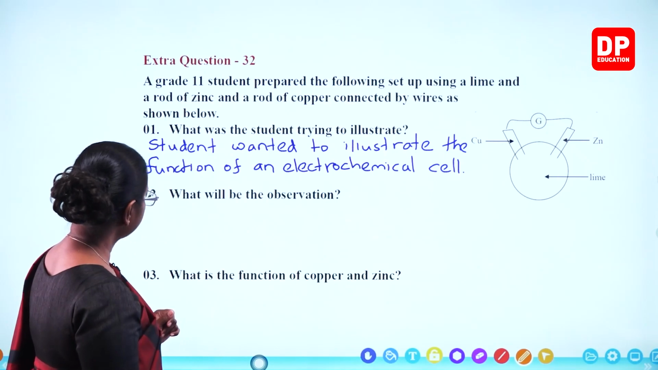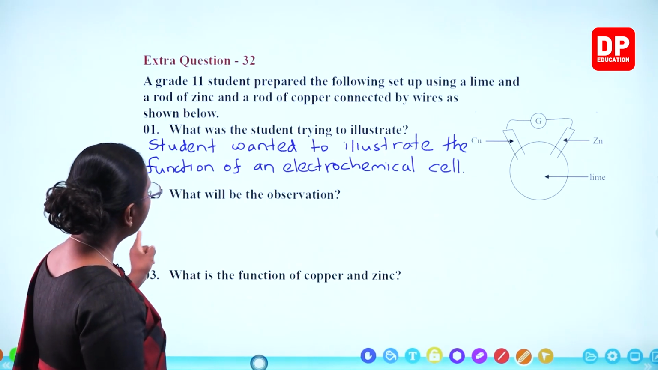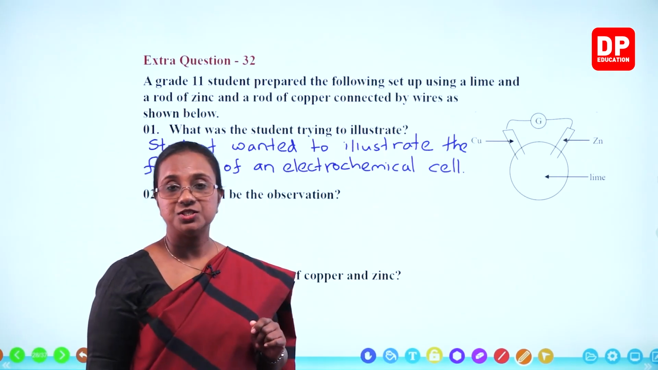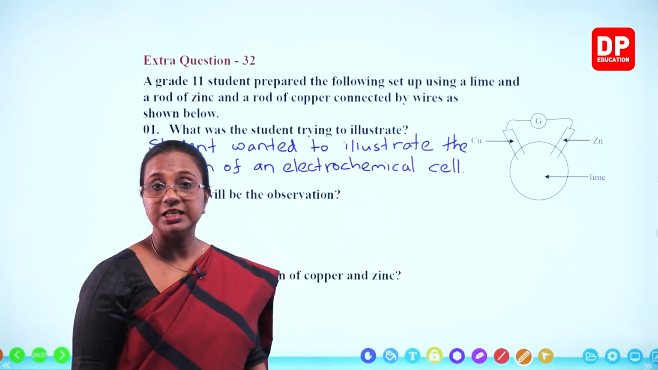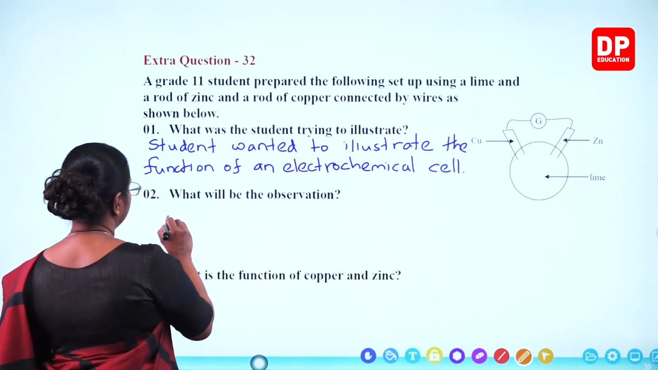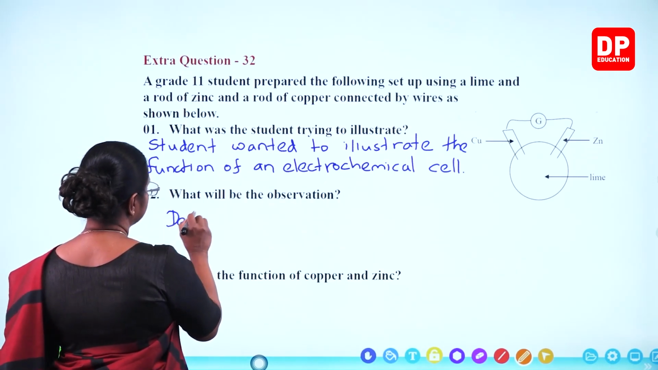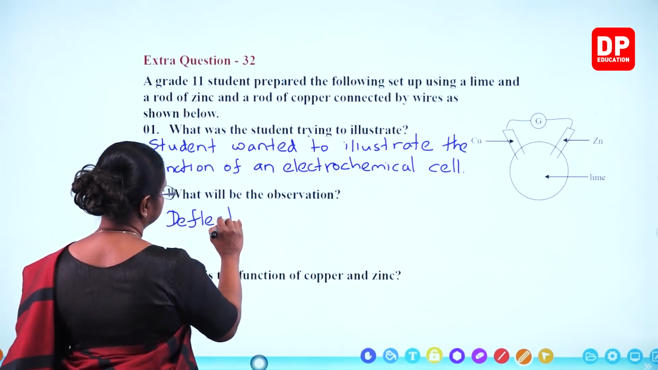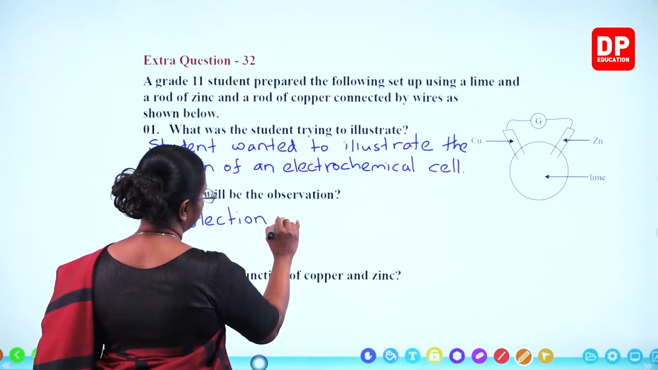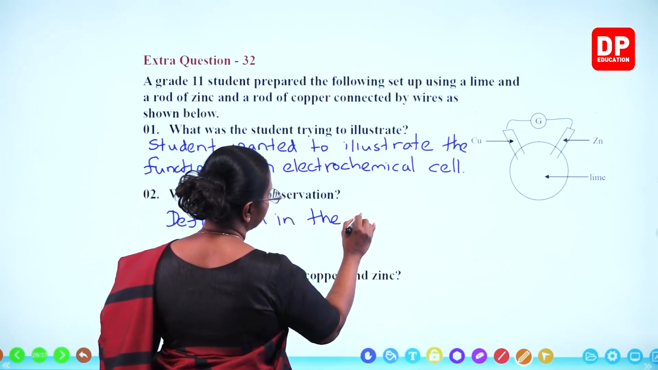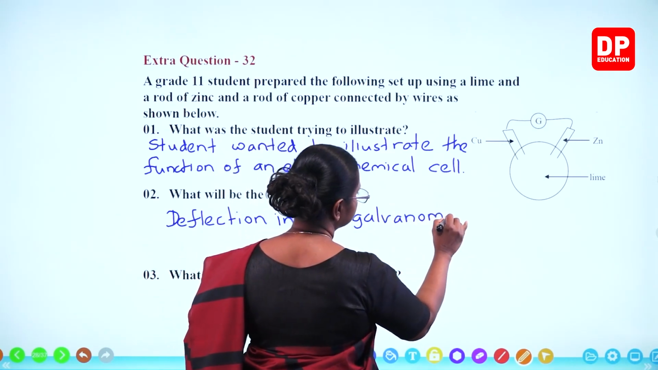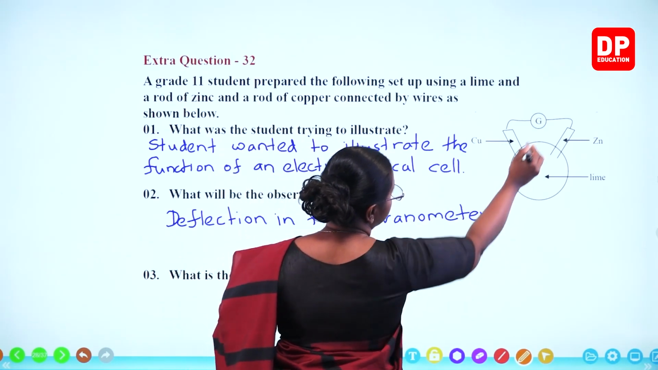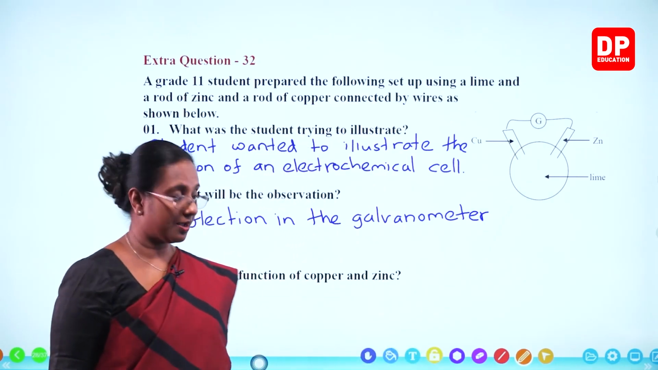Then the second question, what will be the observation? You will see a deflection in the galvanometer. That is what is noted as G there.